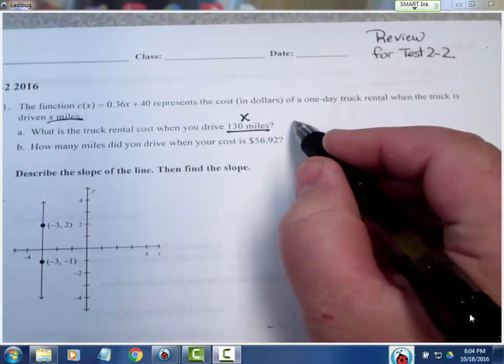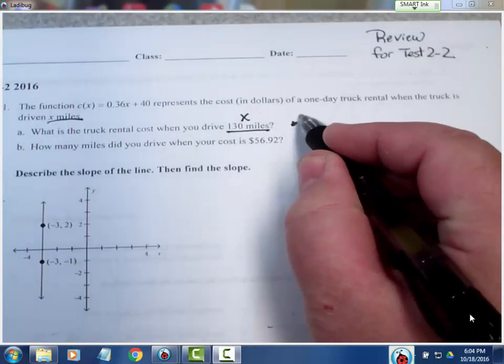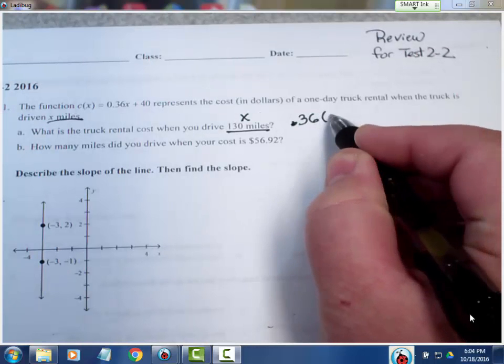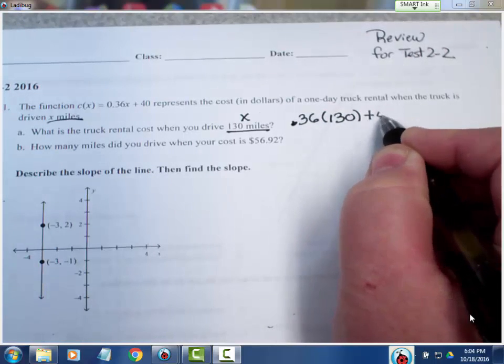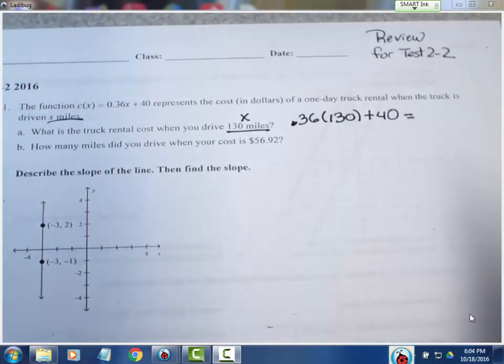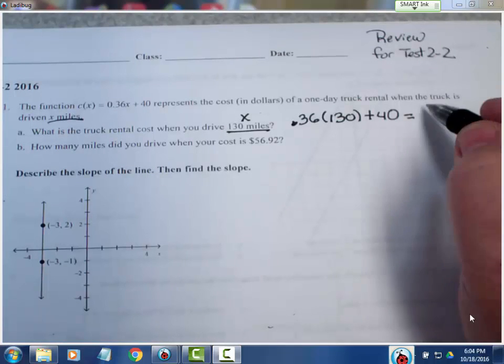So if we have 0.36x, we can replace x with 130, and then we can just do that arithmetic. So we multiply 0.36 times 130 and add 40. And I get $86.80.